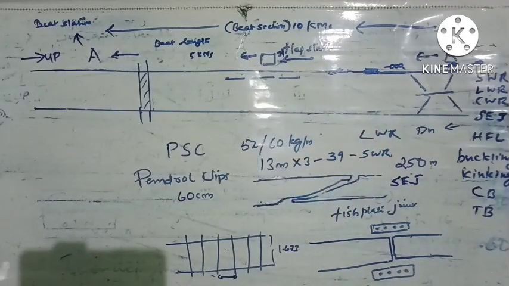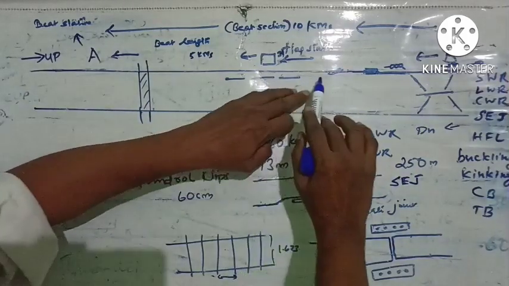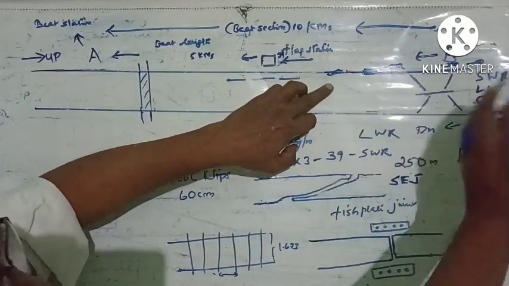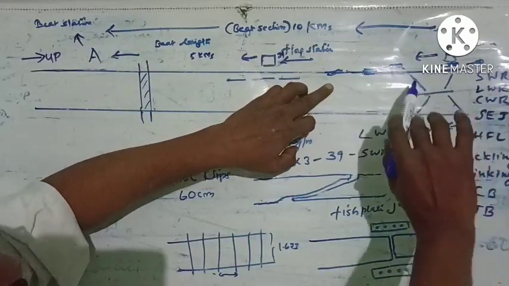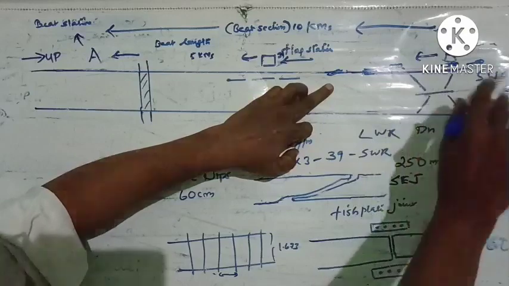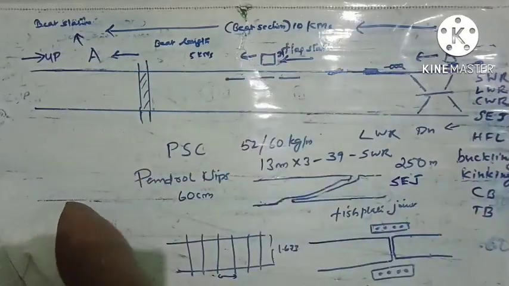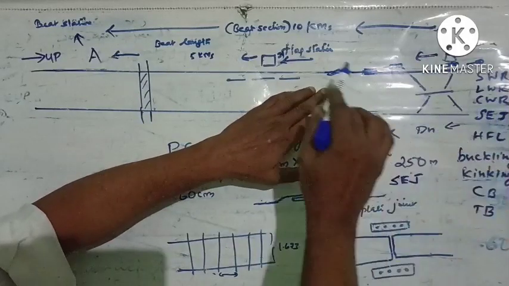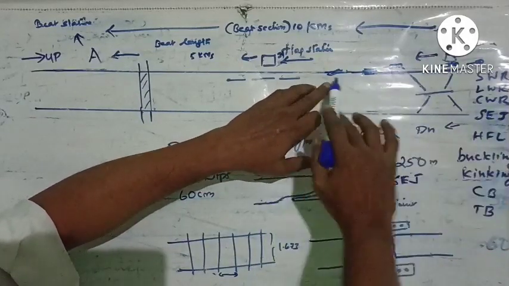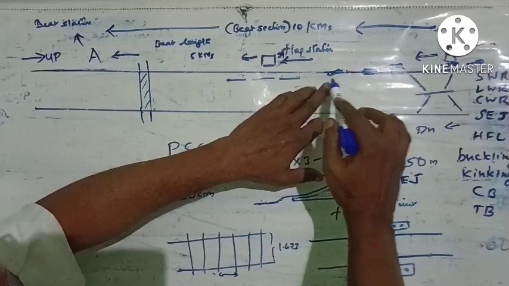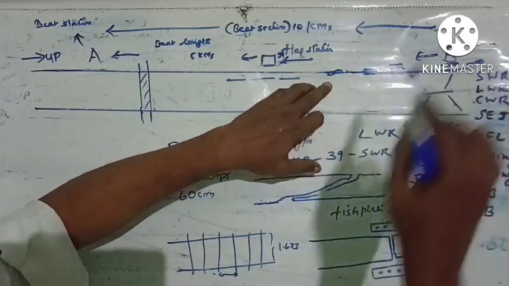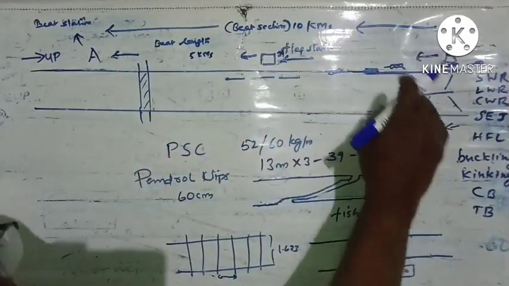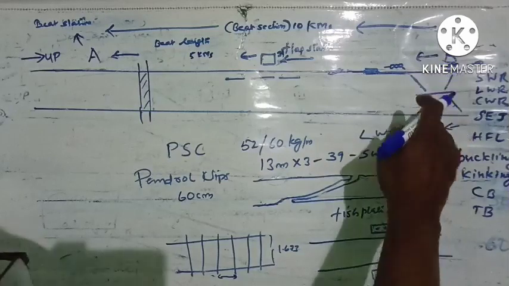There is another term usually used in permanent way, that is continuous welded rail. Previously, this LWR used to go extensively towards the station, and it would go beyond the points also. Nowadays, CWR is not there, only LWR is there. We cannot have continuous welded rail through the station, because in the station yard, you can see the signals, points, etc.